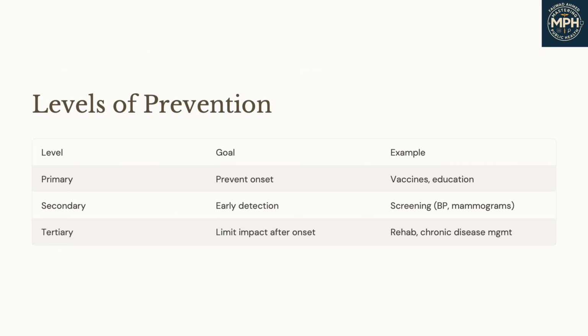Levels of prevention. Public health uses three main levels of disease prevention. First is primary prevention, preventing disease before it happens, for example, vaccines and health education. Second is secondary prevention, early detection and treatment, for example, screening for high blood pressure. Third is tertiary prevention, reducing the impact of an existing condition, for example, rehab after stroke. These levels form a framework for interventions and policy.